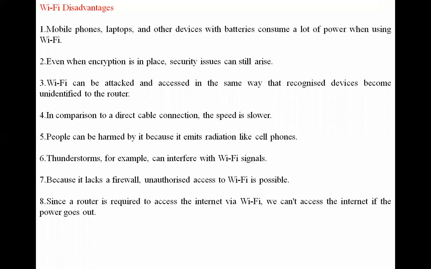The radiation is very high. Wi-Fi radiation is very high, so it may affect people. It may happen, it may not. Most people avoid using particular radiations like Wi-Fi or Bluetooth, because they may harm a person. A thunderstorm is one example connected to Wi-Fi signals.